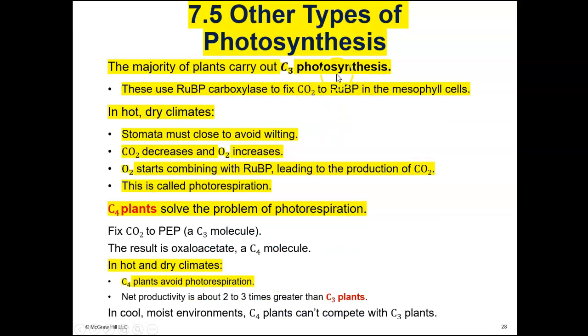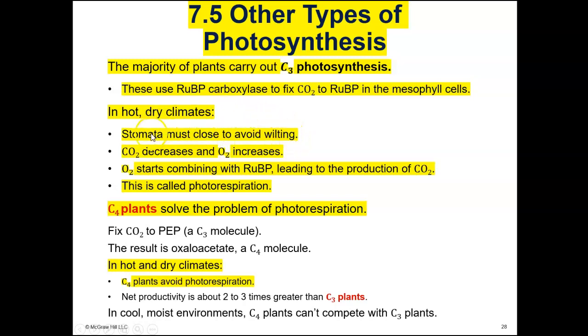C3 photosynthesis is what is carried out by the majority of plants. They use RuBP carboxylase to fix carbon dioxide to RuBP. This occurs in the mesophyll cells. The problem with that is that when plants are in hot, dry climates, the stomata will close to avoid losing water, to avoid water loss and wilting.